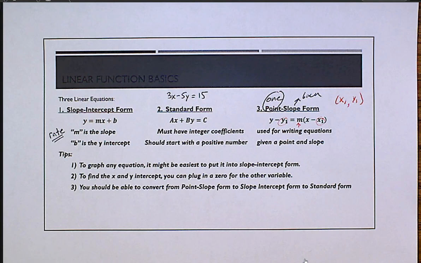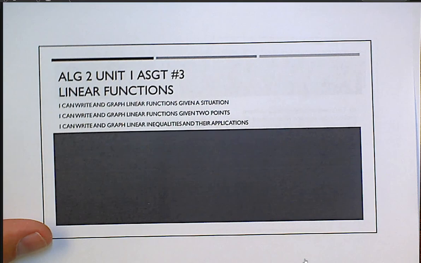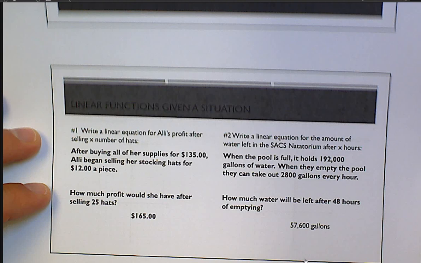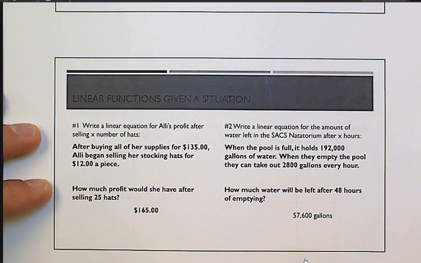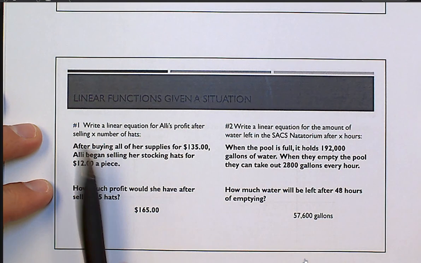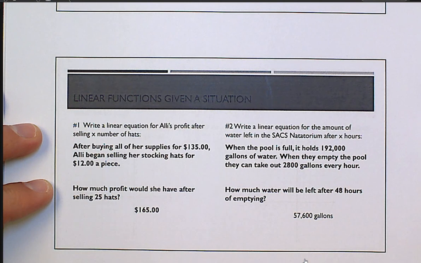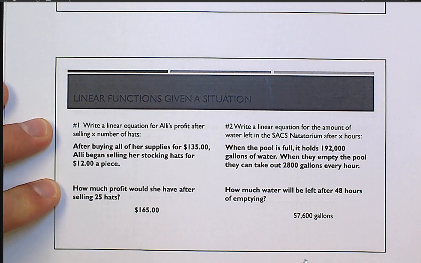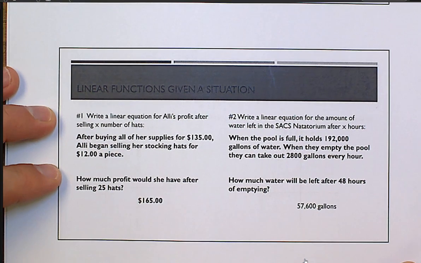So let's head back to the first page, and we're going to move up to the second slide, and we're going to take a situation. You have 2 situations here. The first one says write a linear equation for Allie's profit after selling X number of hats, and the second one is about the swimming area, the auditorium, after X hours. We'll take each one at a time and go through it, and these are some of the questions you may see on your assignment as we move forward.